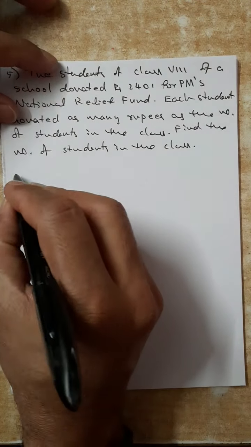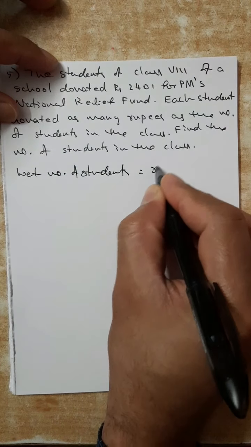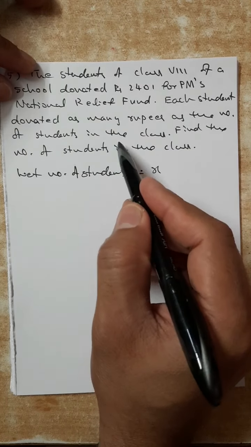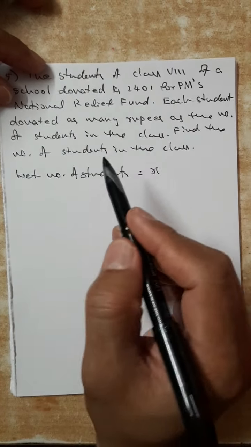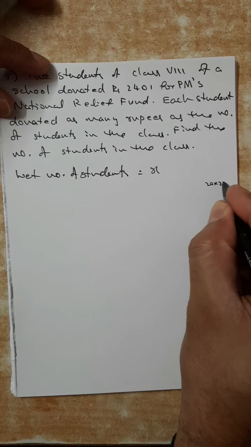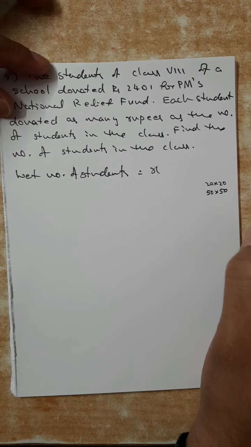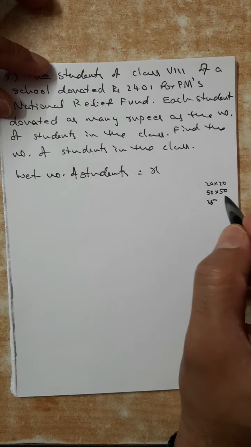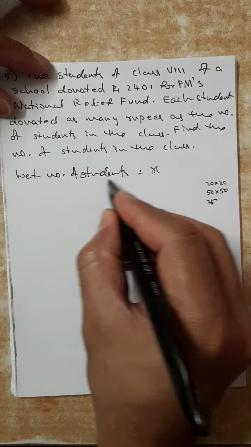What to do? Let the number of students equal X. Now, according to the question, each student donated as many rupees as the number of students. Suppose 20 students are there, then each one is contributing 20 rupees, so 20 into 20. If 50 students are there in the class, each one is contributing 50, so total money is 50 into 50. If 25 students are there, each one contributes 25. 100 students means 100 into 100. So we are taking it as X students.